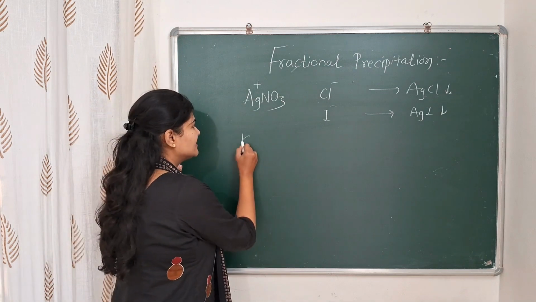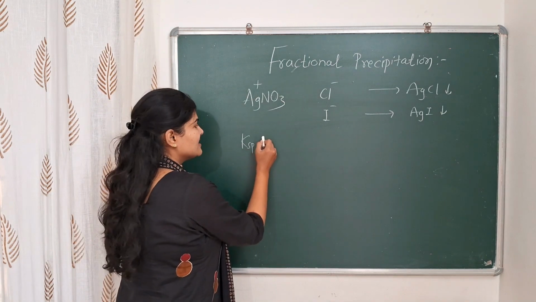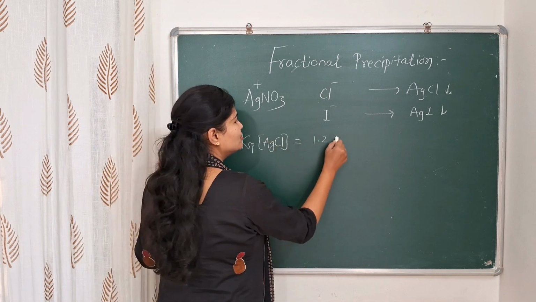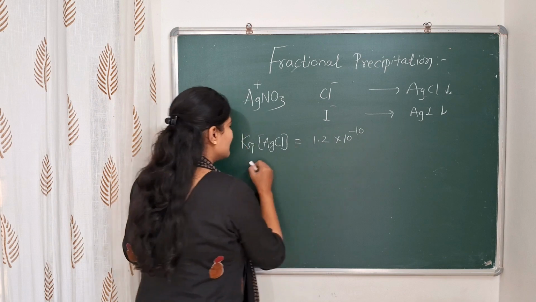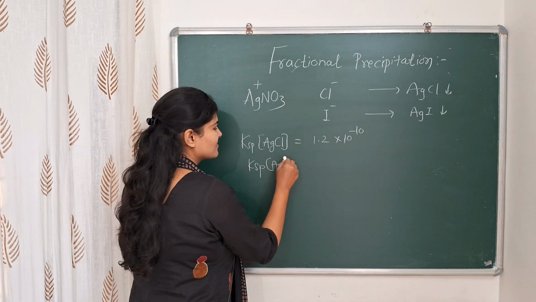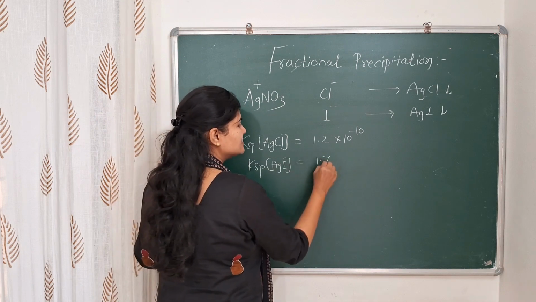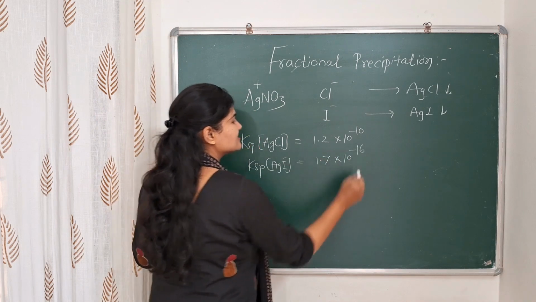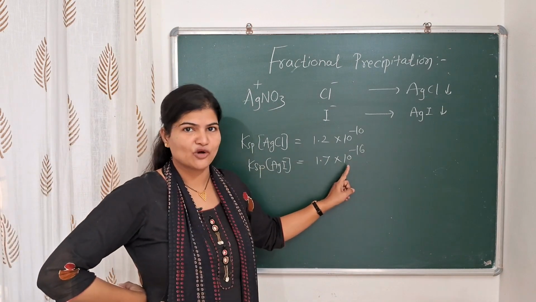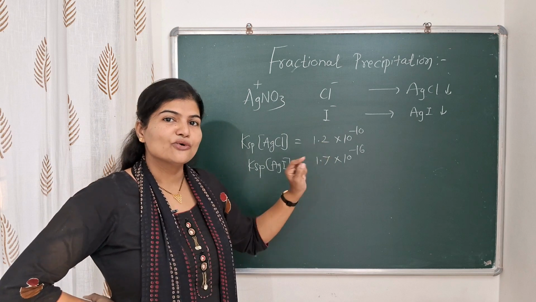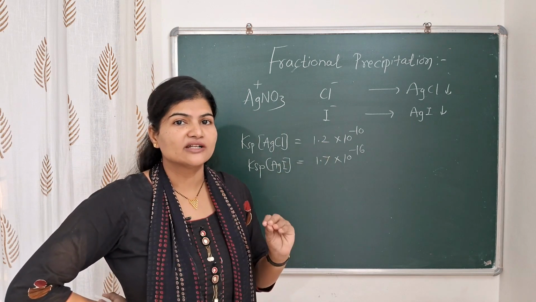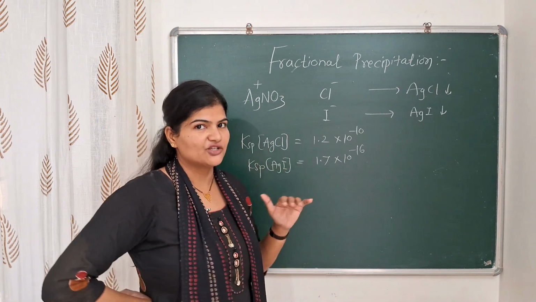Now let us look at the KSP values for both of them. KSP for AgCl is around 1.2 into 10 raised to minus 10, and KSP for AgI is somewhere around 1.7 into 10 raised to minus 16. So as you can see, this value is smaller than this. So now what is the rule for precipitation? As soon as the solubility product gets exceeded, the precipitation starts.